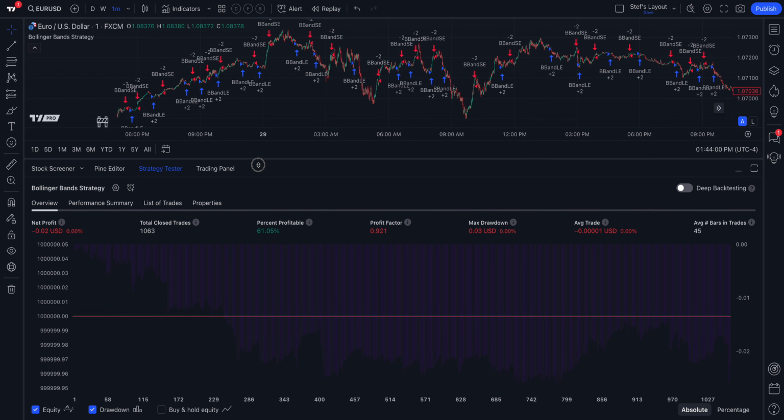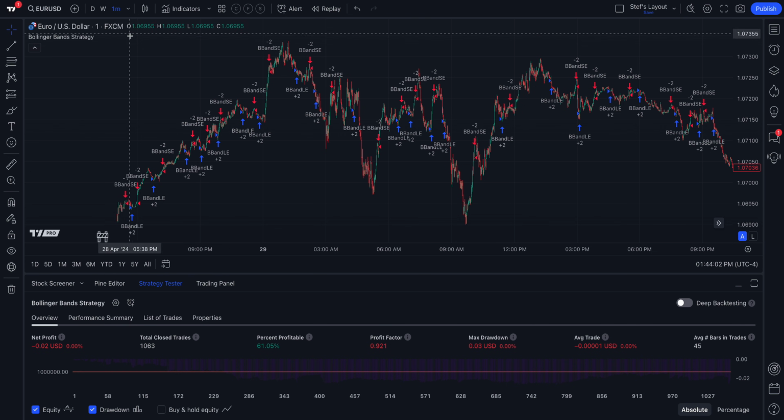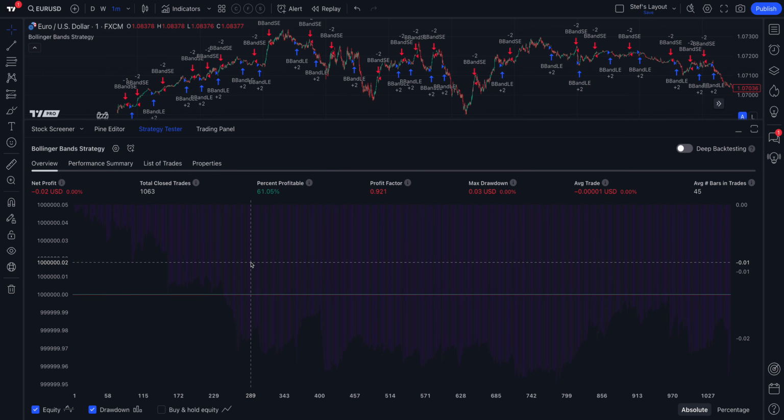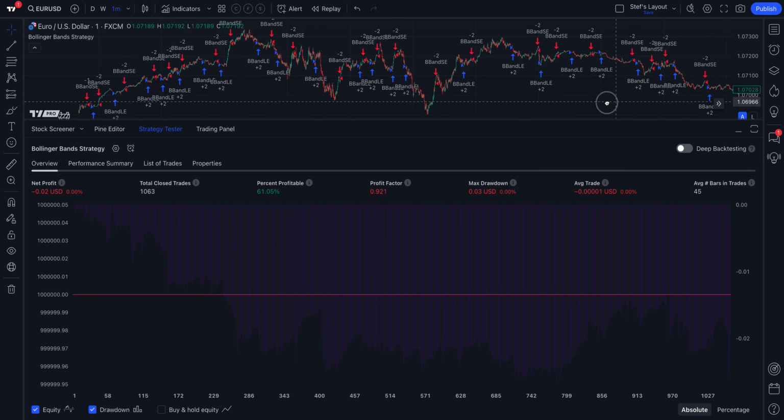So recall earlier in the video, we scrolled back on this 1 minute chart. And as you can see here, we're all the way back in April. And we just loaded up a strategy onto the chart to see how it would perform over all of these 1 minute bars. And check it out. We have our strategy tester right here, and it is now showing us this strategy over all of this time.